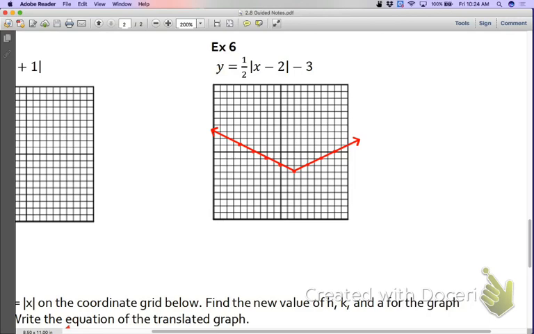Okay? Absolute value, and then whenever we get into parabolas, they're going to be symmetrical. Okay, so we could basically run an imaginary line through that vertex and fold it over and everything's going to match. Okay?